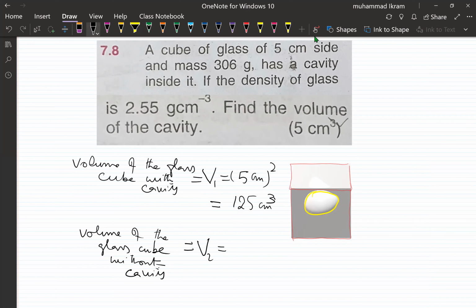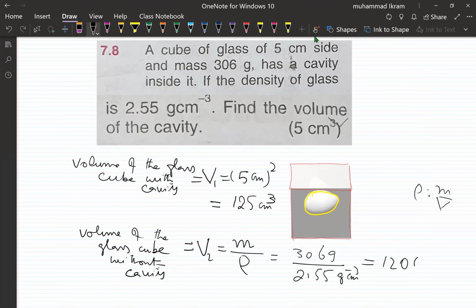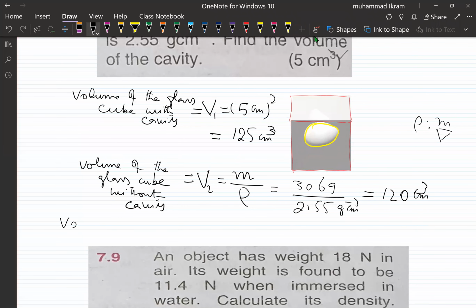You know that density is mass per unit volume, so the volume will be mass divided by density. You have been given the mass, 306 gram, and the density, 2.5 gram per cubic centimeter. When you divide, I think this will be 120 cubic centimeter. Check it yourself also. So the volume of the cavity will be the volume of the glass cube V1 minus the volume of the glass cube without cavity, V2, and you will get this answer in cubic centimeter.